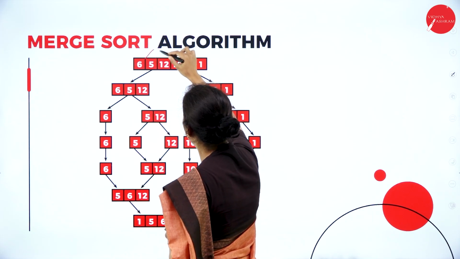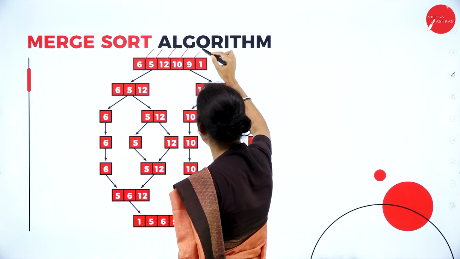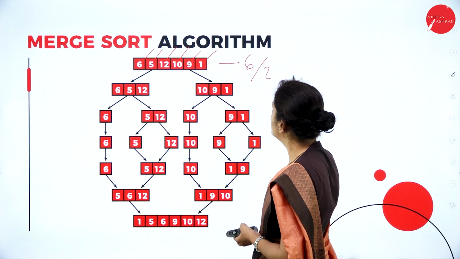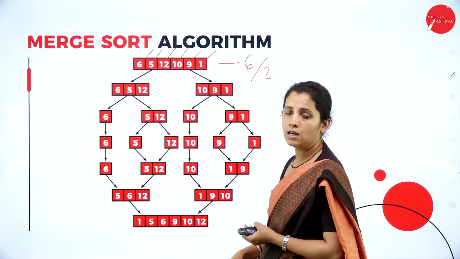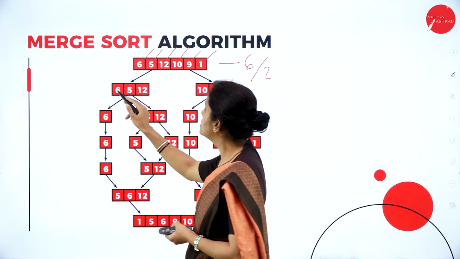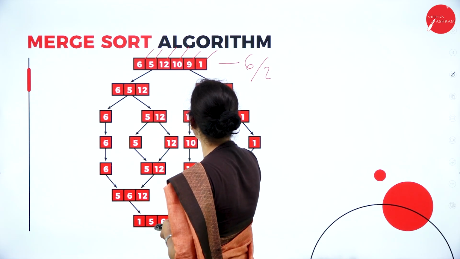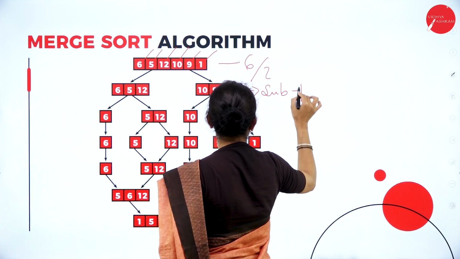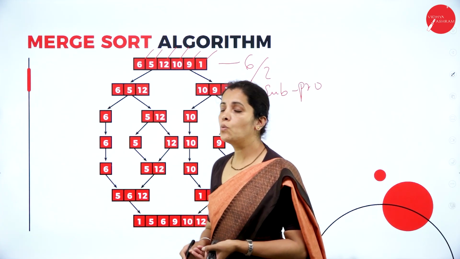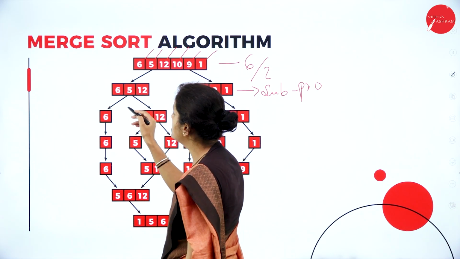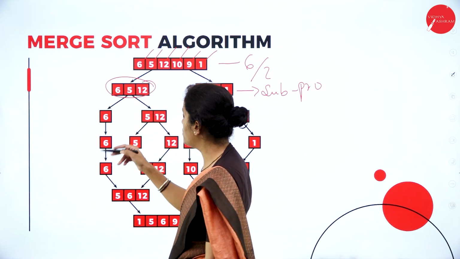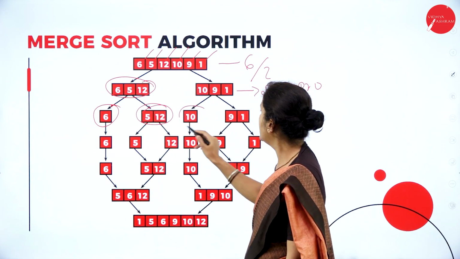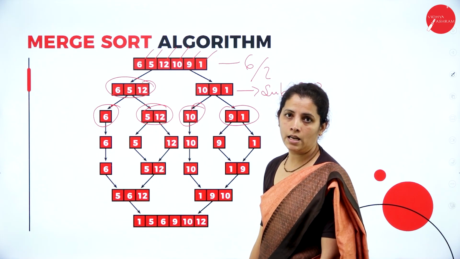6, 5, 12, 10, 9 and 1. How many elements? There are 6 elements. I'm going to make it 2 sub-tasks or sub-modules, that is 6, 5, 12 and 10, 9, 1. So this is my sub-problem. Further, I'll divide this sub-problem into one more sub-problem, that is 6 and 12. Here it is 10 and 9, 1.